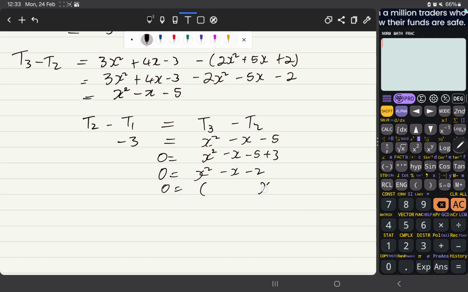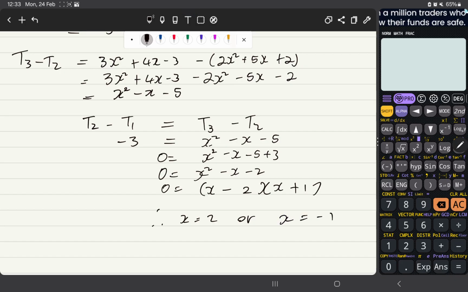One of the nicest problems, factorizing. You have x, you have plus, you have minus, you have 2, you have 1. No, this has to be minus, this has to be minus, and this will be plus. And then from this you see that therefore x will be 2, or x will be minus 1.